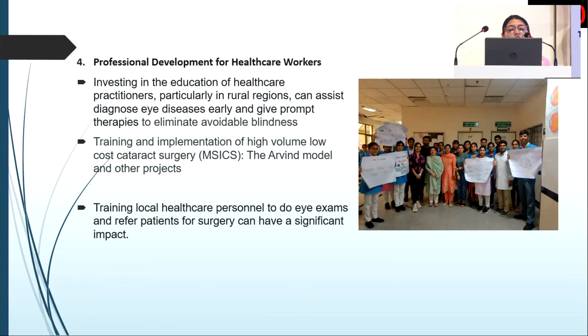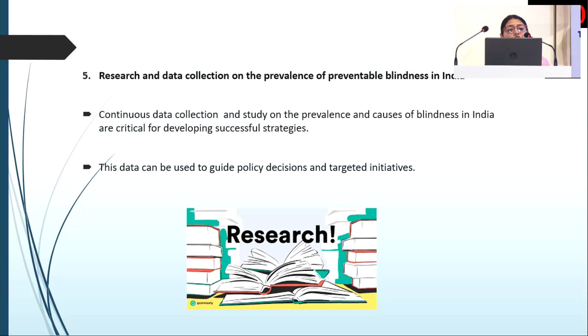Fourth is professional development for healthcare workers. So continuous education of the healthcare professionals, especially in the rural areas, and training and implementation of the high volume low cost cataract surgeries like manual small incision cataract surgery. And fifth is the research and data collection on the prevalence of preventable blindness. So continuous data collection and study on the prevalence and causes of blindness in India are critical for developing successful strategies. This data can be used to guide policy decisions and targeted initiatives.